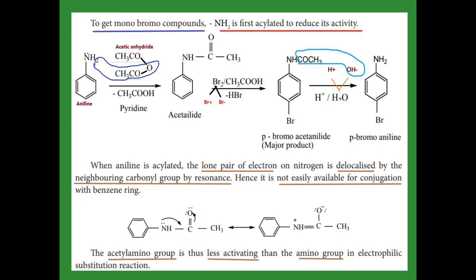When aniline is acylated with an acylating agent, the lone pair of electrons on nitrogen is delocalized by the neighboring carbonyl group by resonance. The resonance is indicated in the diagram. Then it is not easily available for conjugation with the benzene ring, so the acetylamino group is less activating than the amino group in the electrophilic substitution reaction.